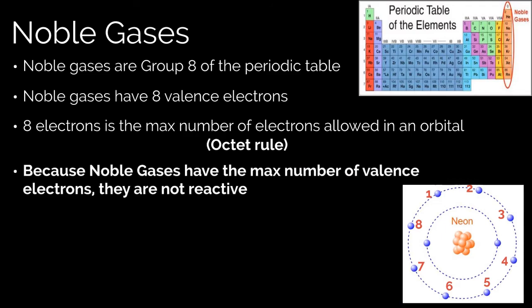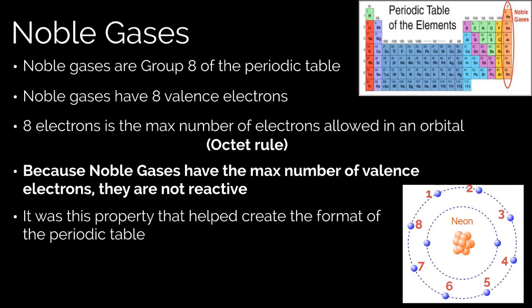And now, because they have a full octet, they have the maximum number. That means that they don't take part in any chemical reactions. So the noble gases are not reactive, and it's this feature that helped us to organize the periodic table. We said that the noble gas would be the limit on the right because they don't react. This is where we start over in the next energy level. This is where we start over with our valence electrons. This is where we start to get chemical reactions again with the elements.